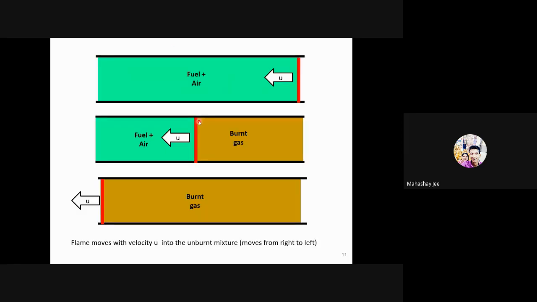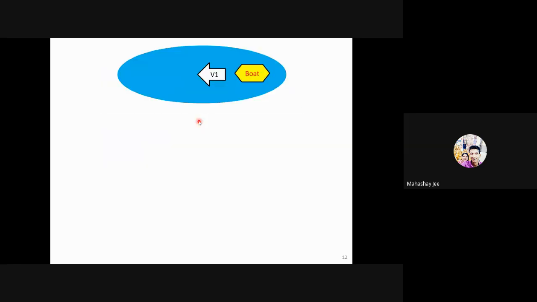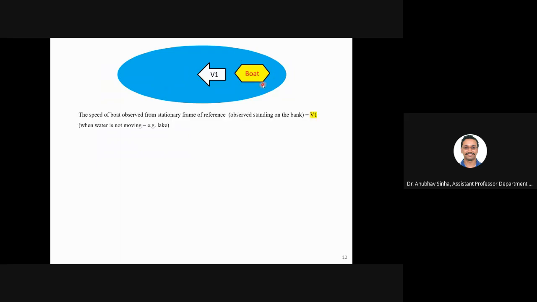Sir, what are the initial speeds of the frame? Can you please confirm? What are the initial speeds of all the three, like water, v1, or boat? Water is stationary. This is a lake. Boat is constant velocity v1. That's it. Okay, sir. So the stationary observer will only see v1.